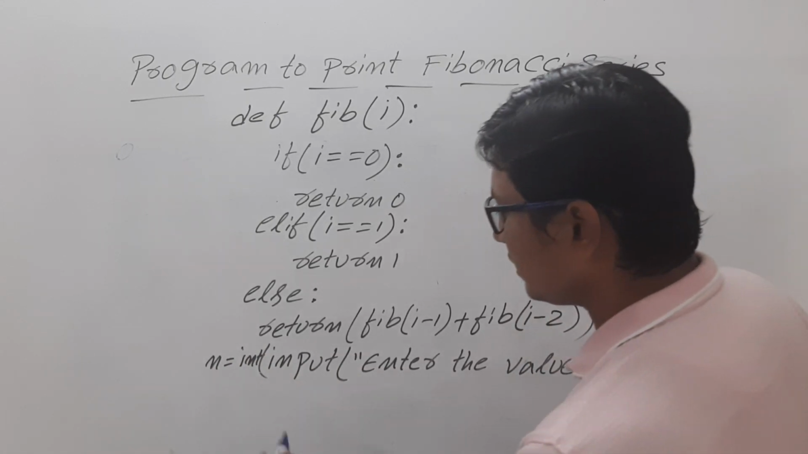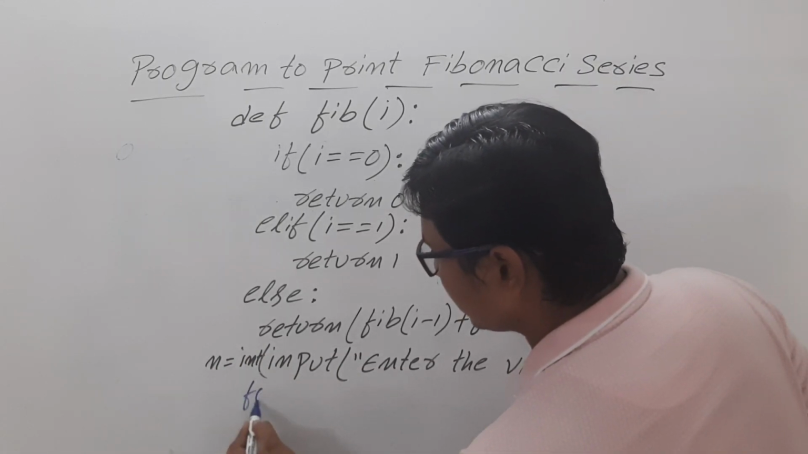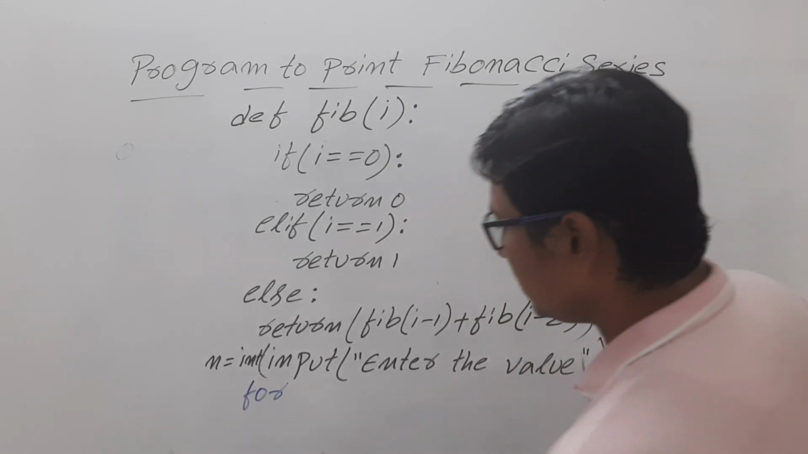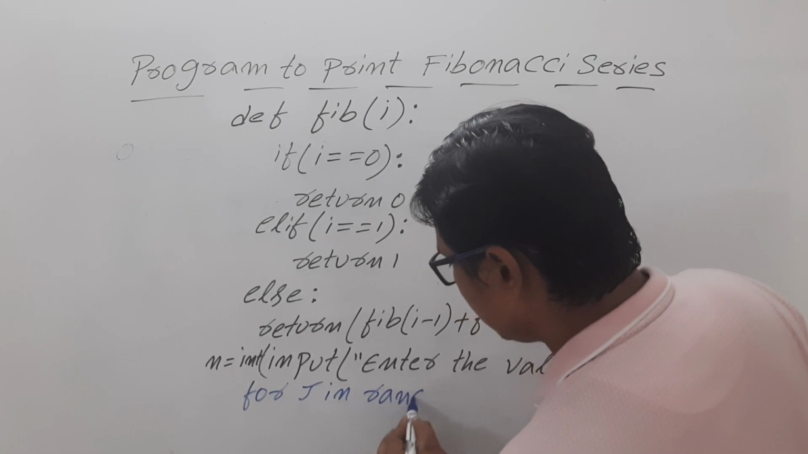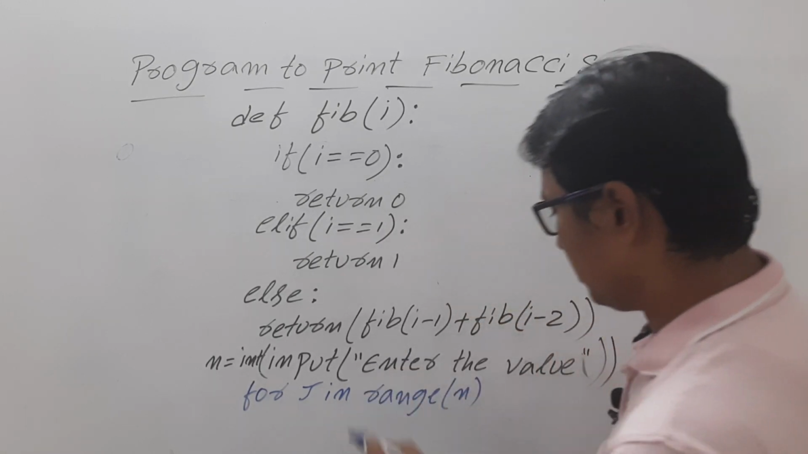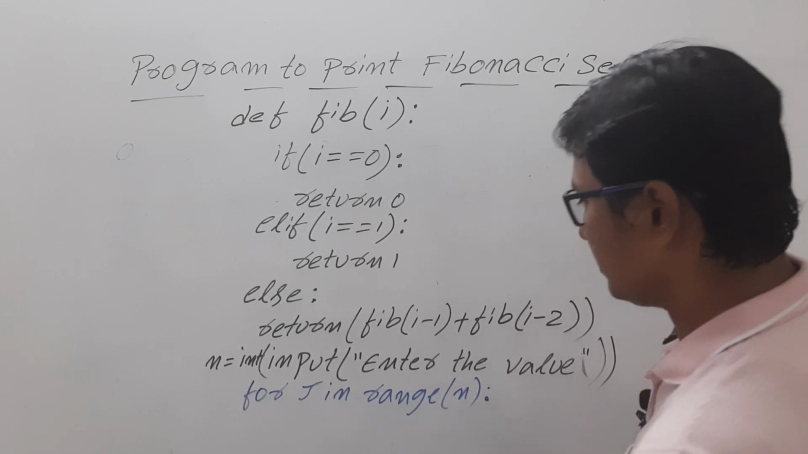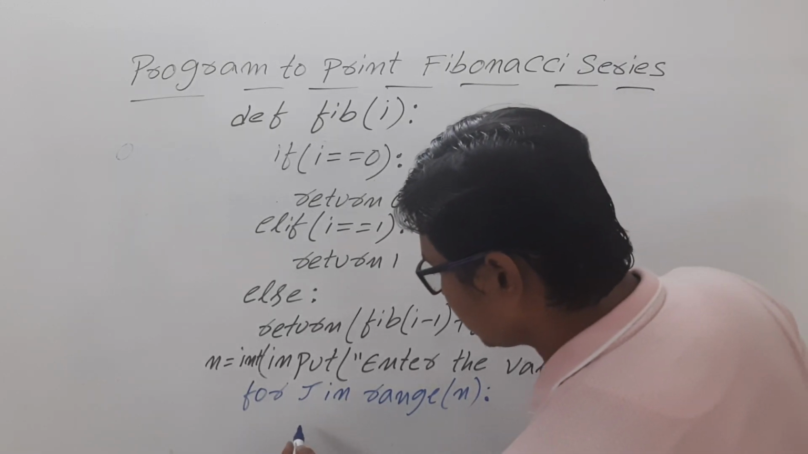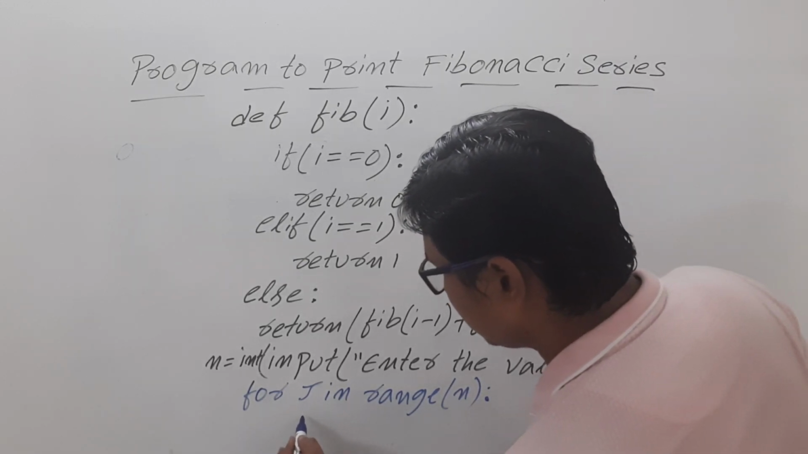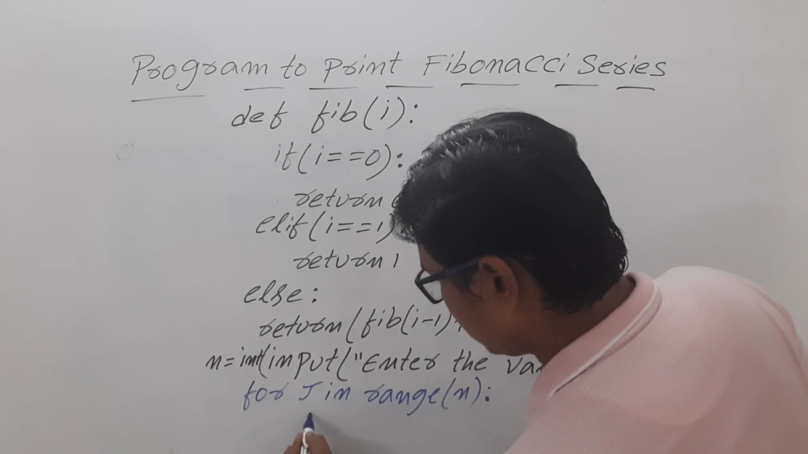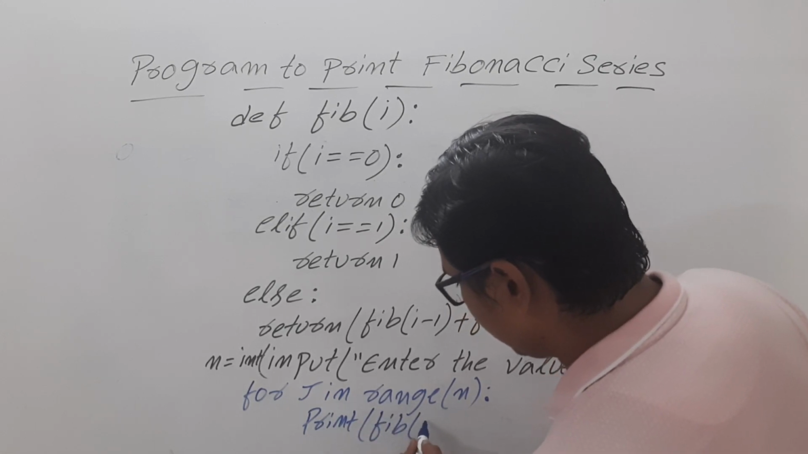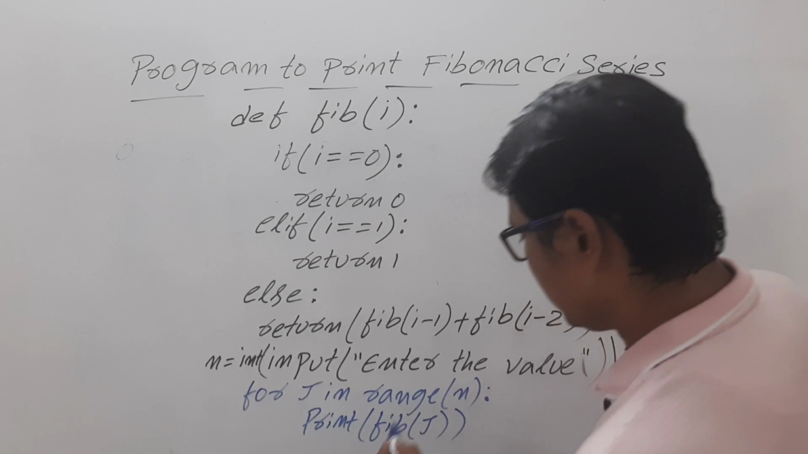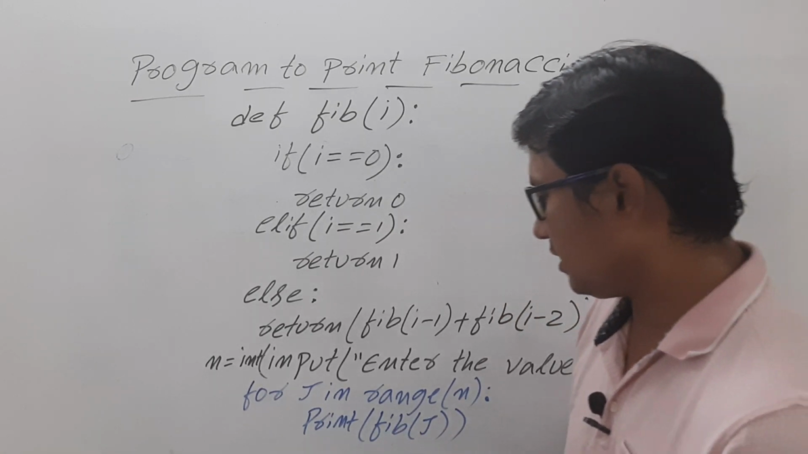Then what I need to do: for j in range n, for j in range n, what I want to do is that I want to print fib of j. Is it clear? Are you able to understand? Look at here what will happen.